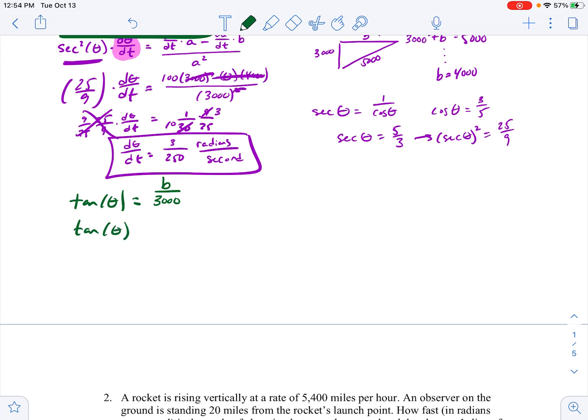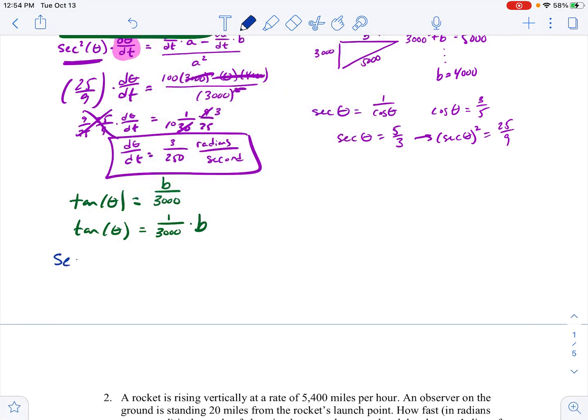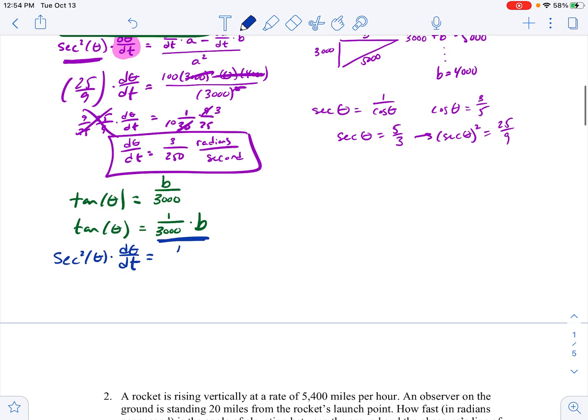In fact, I can do a little better than that to make taking the derivative very easy. I could write this as 1 over 3,000 times B. It's the same thing as B over 3,000. But now let's take a look at the derivative. On the left, secant squared theta times d theta dt. But on the right, if I take the derivative of 1/3000th of b, I'm simply getting 1/3000th dB dt back. And there's your whole derivative. Notice we had no quotient rule. Notice the letter A doesn't even come into play here.